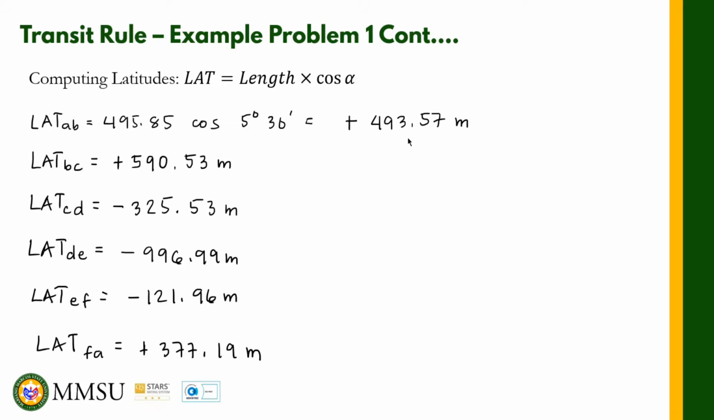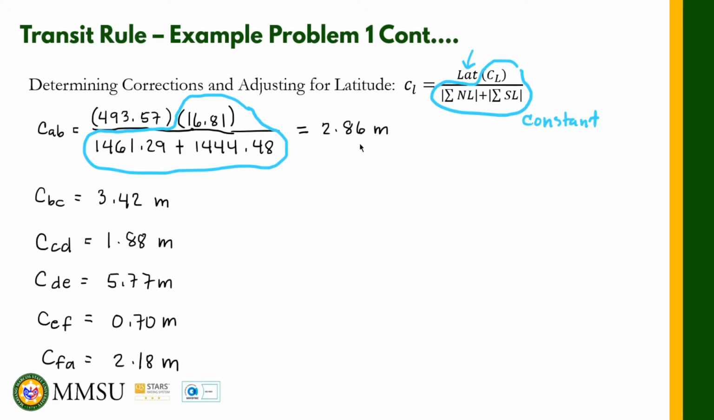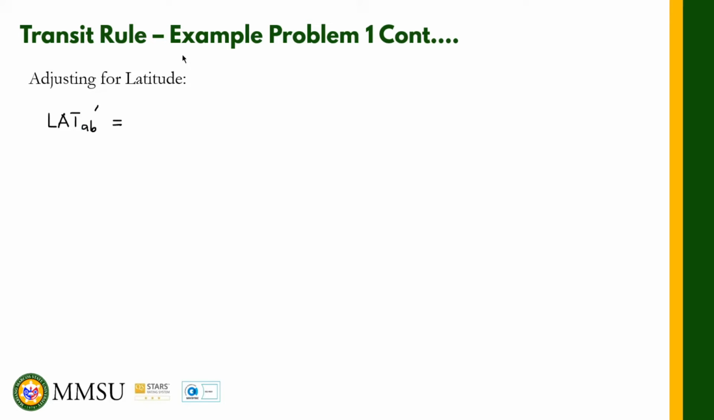So magma-minus tayo ng correction. Ano ba yung correction na na-compute natin? 2.86. So subtract natin yung 2.86. So dito ay 493.57 minus the correction of 2.86, which is equal to positive 490.71 meters.